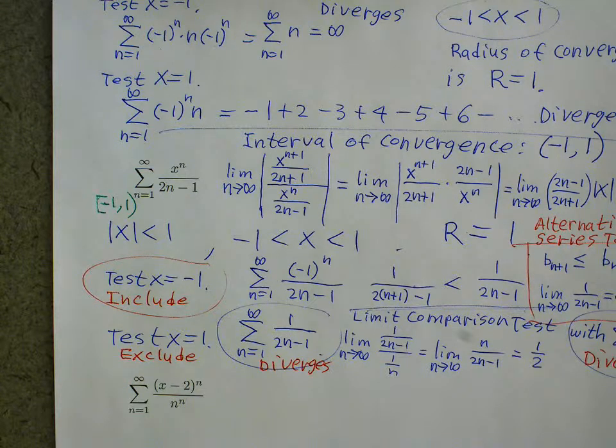Okay, so, well, okay, so I see. When x is -1, we have an alternating series. But when x is +1, we don't have an alternating series. Okay. So that's why we use the alternating series test up there. Does that make sense?